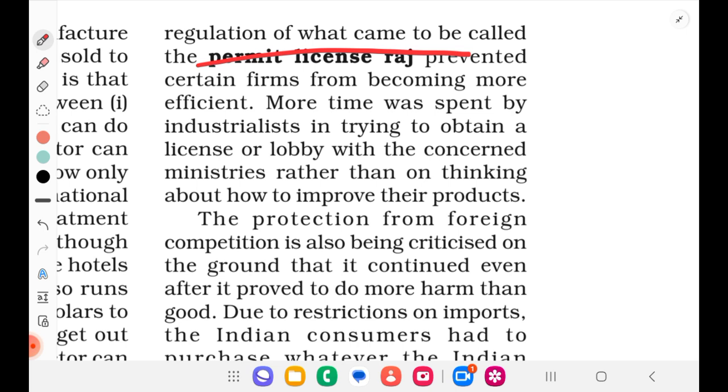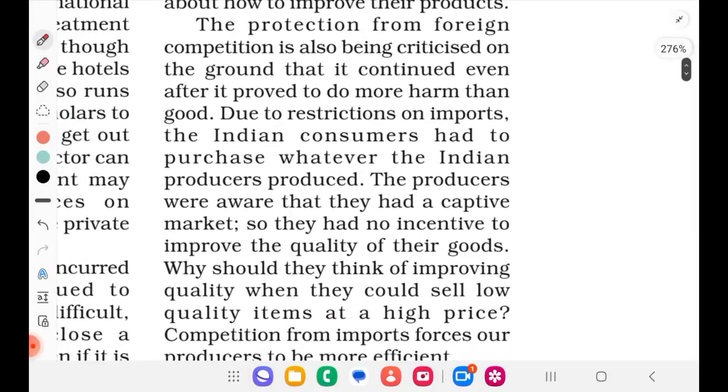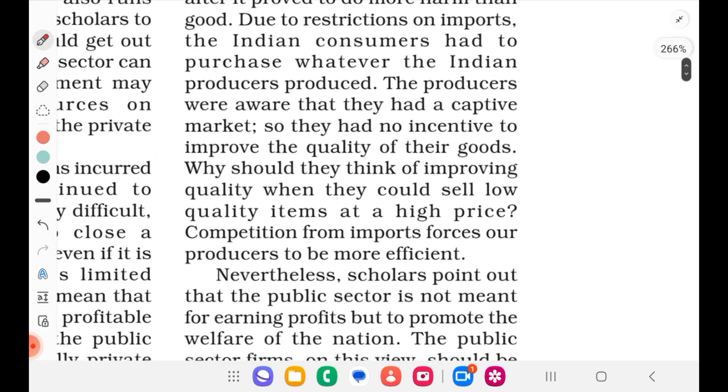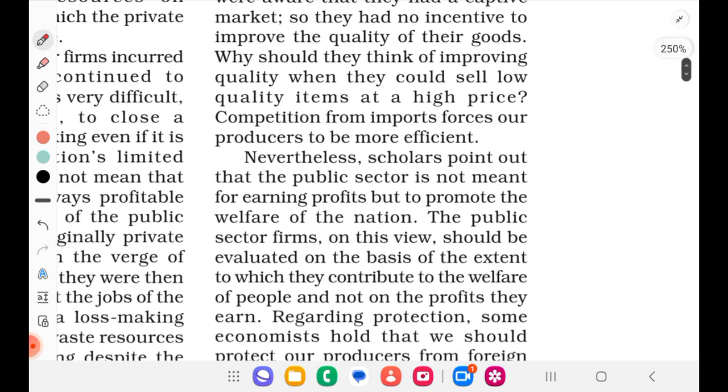The protection from foreign competition is also being criticized on the ground that it continued even after it proved to do more harm than good. Due to restrictions on imports, the Indian consumers had to purchase whatever the Indian producer produced. The producers were aware that they had a captive market, so they had no incentive to improve the quality of their goods. Why should they think of improving quality when they could sell low quality items at a high price? Competition from imports forces our producers to be more efficient.